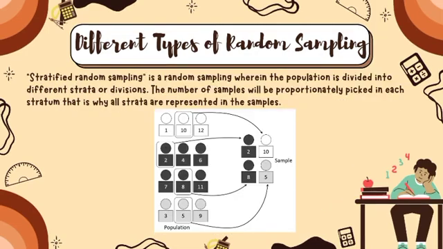Next, yung stratified random sampling naman. It is a random sampling wherein the population is divided into different strata or divisions. The number of samples will be proportionally picked in each stratum. That is why all strata are represented in the samples. For example, yung entire population hinati sa 4 na grupo. Sa 4 na grupo, pipili ka ng equal numbers. For example, sa unang grupo, kuha ka ng isa. Sa pangalawang grupo, kuha ka rin ng isa. Sa pangatlong grupo, kuha ka ng isa. At sa pang-4 na grupo, kuha ka rin ng isa.